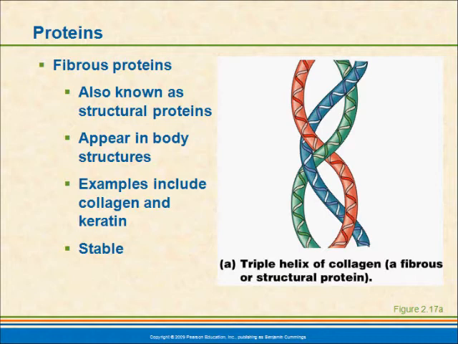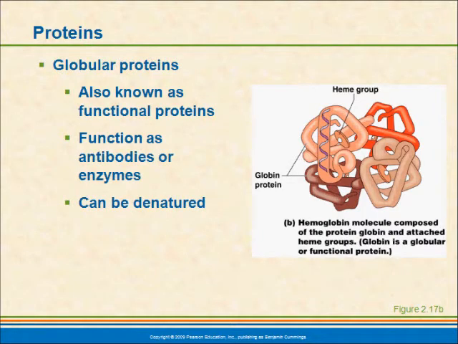There are fibrous proteins, structural proteins, that appear both in body structures and in cells. Examples for us would include collagen and keratin. These proteins are pretty stable. And then there are globular proteins, which are functional in nature. These function, again, in bodies as antibodies, but on a cellular level, they can function as enzymes, as cellular pumps, as part of any of those organelles that we mentioned.